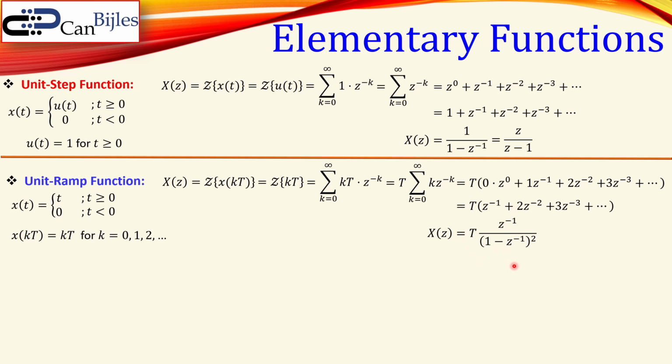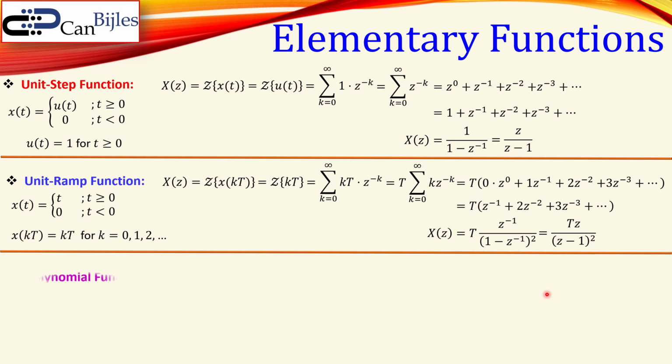Again, if you don't want negative exponents for your z, and I also don't want that, you can multiply the numerator and denominator. In this case we need to multiply by z squared in order to also account for this squared term. So we get T times z, because z squared times z to the power minus 1 will be z to the power 1. So it's then T times z over z minus 1, and then the quantity squared. That is the unit ramp function.